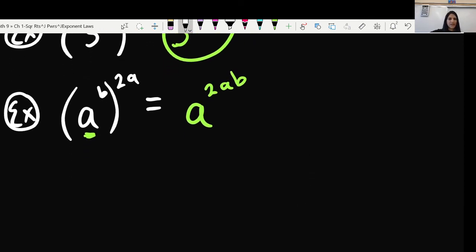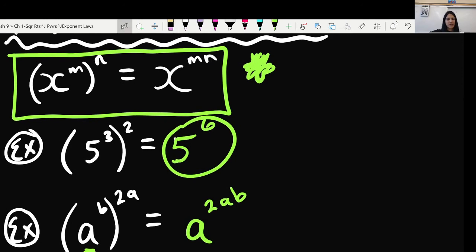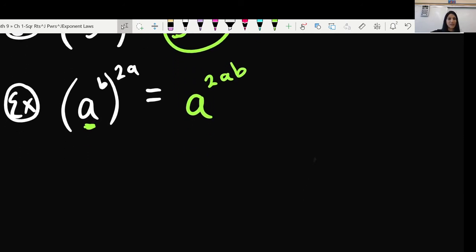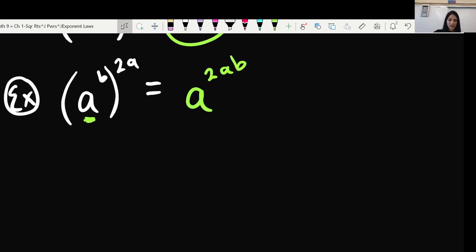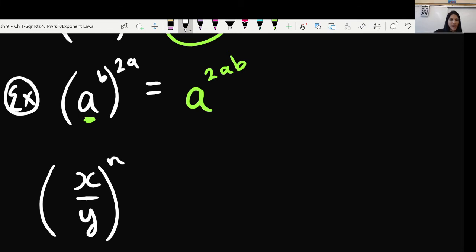Okay, so then I feel like you probably are okay with understanding that rule and the application of it. So let's take a look at something that's a little bit different. If we have something like x over y, all to the power of n, I want you to know that that is the same thing as saying x to the n over y to the n.